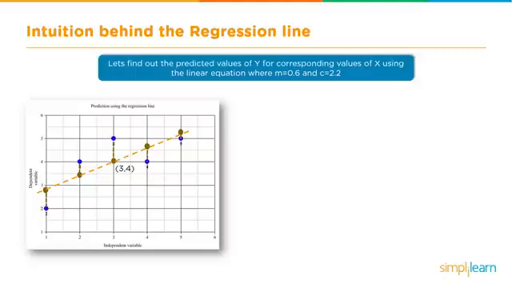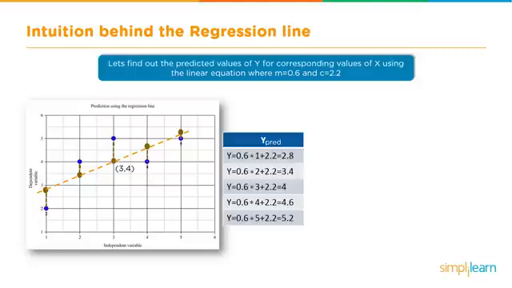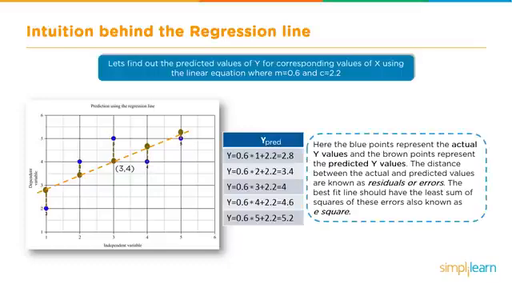We're going to take these values and plot them. We're going to predict them, so y equals 0.6 times where x equals 1 plus 2.2 equals 2.8, and so on. And here, the blue points represent the actual y values, and the brown points represent the predicted y values based on the model we created. The distance between the actual and predicted values is known as residuals or errors. The best fit line should have the least sum of squares of these errors, also known as e square.